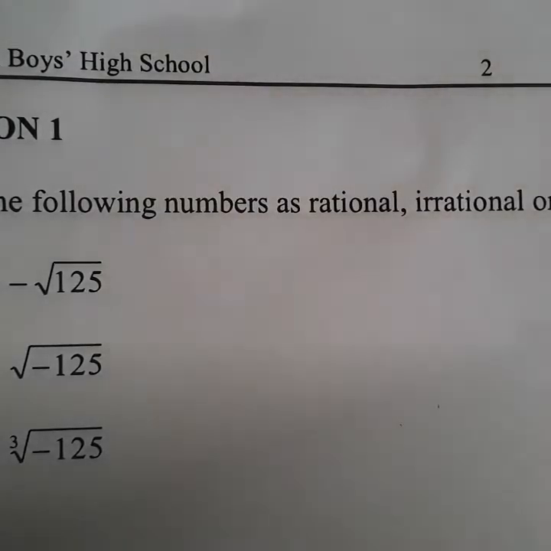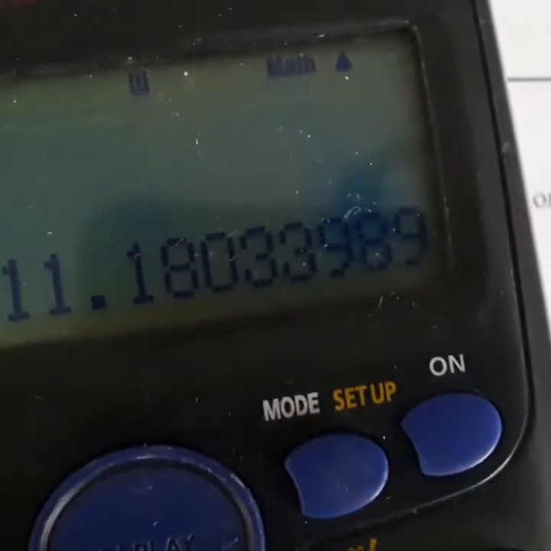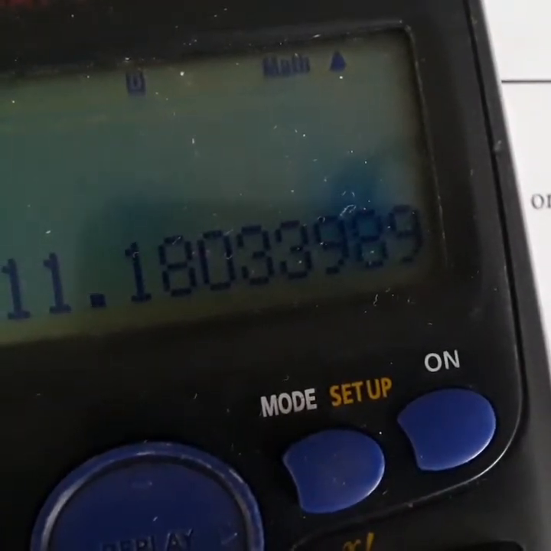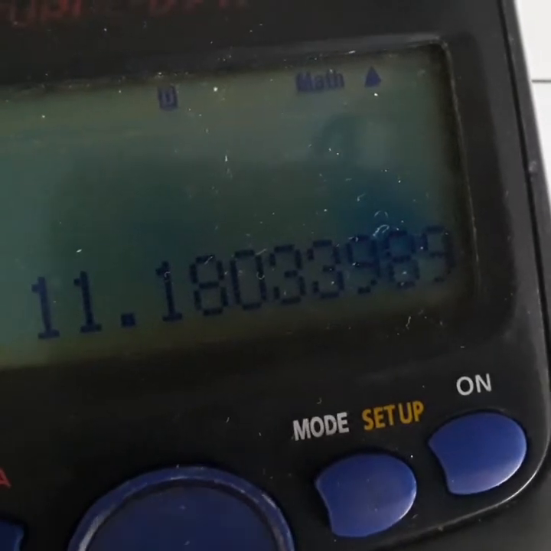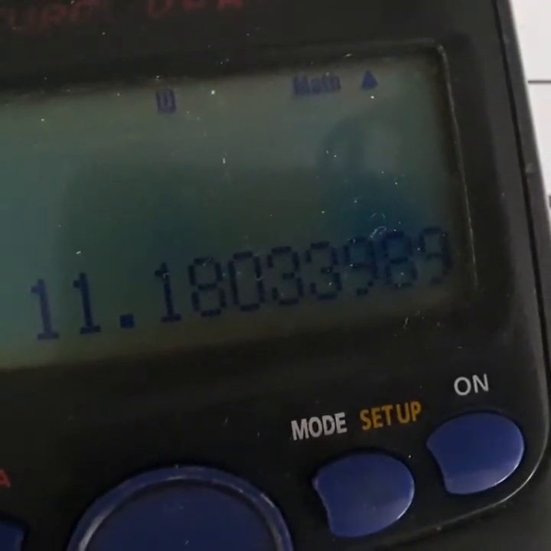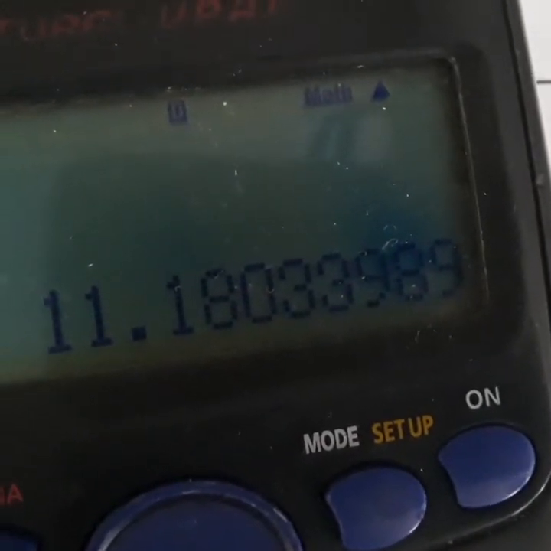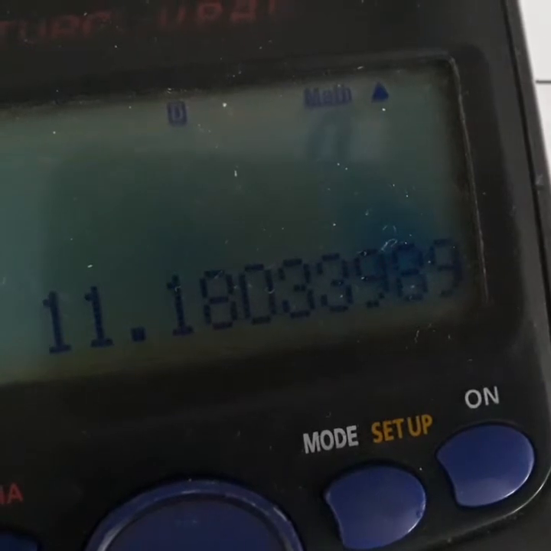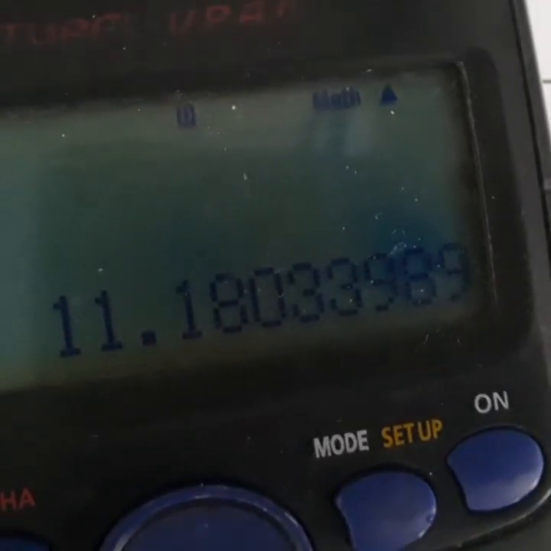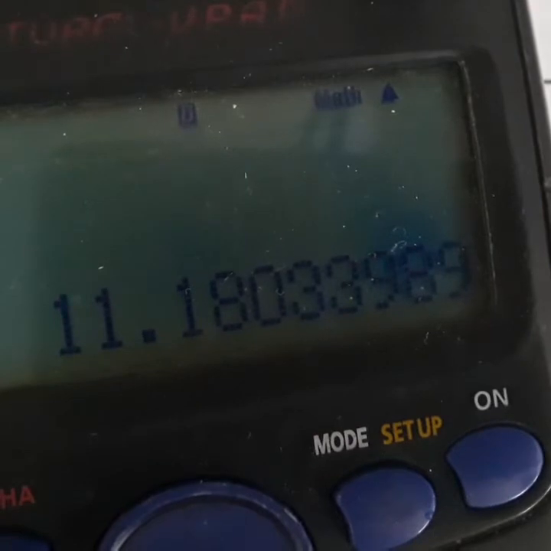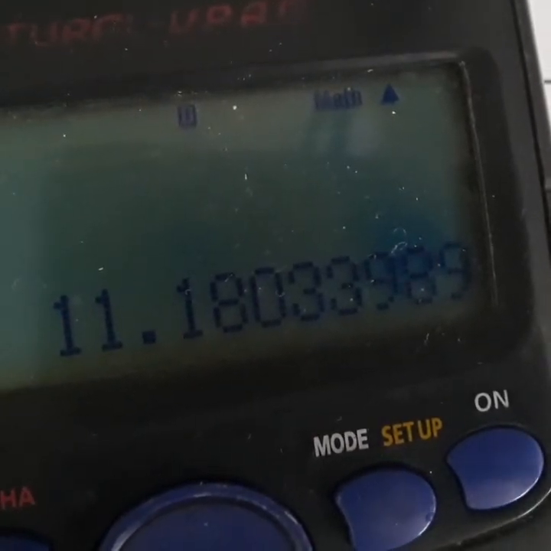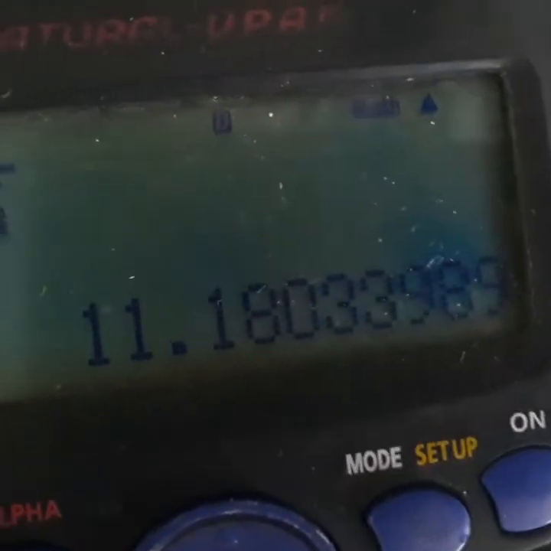So now let's solve the square root of 125. The square root of 125 is 11.18033989. Now we're going to press the S-D button to check if the number can also be written in the form of a fraction. That will tell us whether the number is rational or irrational. If it can be written in the form of a fraction, the number is rational. If not, the number is irrational. Now let's press the S-D button.